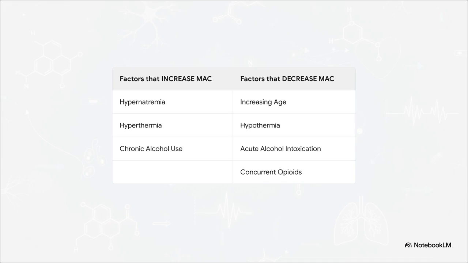Now, MAC isn't some fixed number. It's dynamic. It changes with your patient's physiology. Think of it like a seesaw. On one side, you have things that rev up the nervous system: high sodium levels, a high temperature, or the tolerance you see from chronic alcohol use. All of these things will increase the MAC. You're going to need more gas. On the other side of the seesaw, you have things that depress the system, like increasing age, being cold, acute intoxication, or adding other drugs like opioids. All of those will decrease the MAC, meaning you need less gas to do the job.